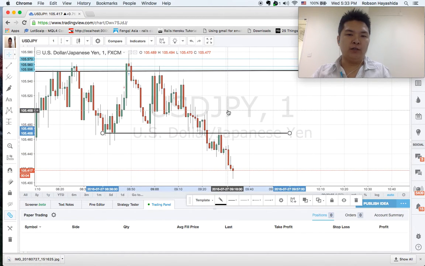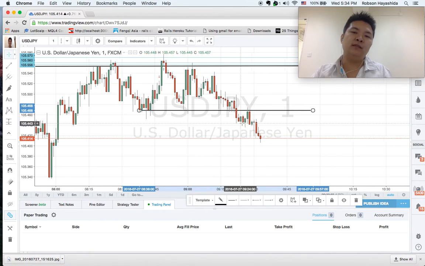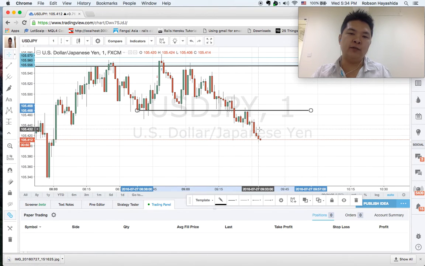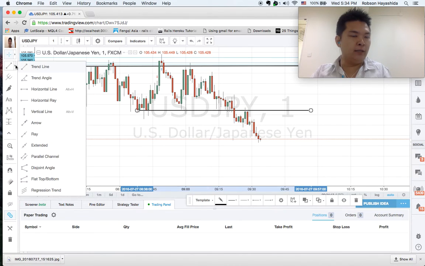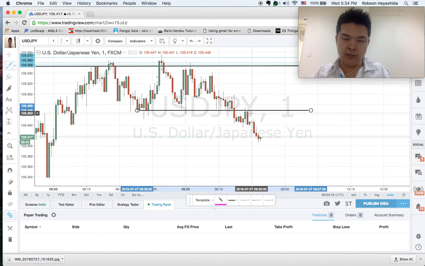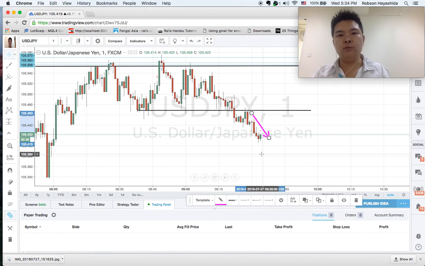Why is this important? This is important because once it breaks this and does a retracement, a retracement means that it's going back but then fails. So it did a small retracement here, okay, and it's going down again. So from this place, I would place a sell position. Around here, I would place a sell position.